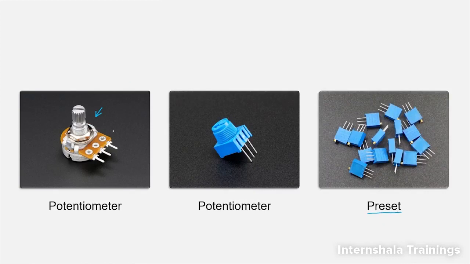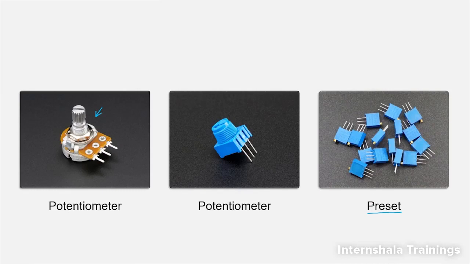If you go to the local market and ask for a potentiometer, the vendor is going to provide you with this or this one. He's going to ask whether you want this one or this one. If you want this one, you have to use the word preset. Although the working of all three components is the same, from a mechanical construction point of view, this preset is a little different compared to these two components. That's why it is called a preset.